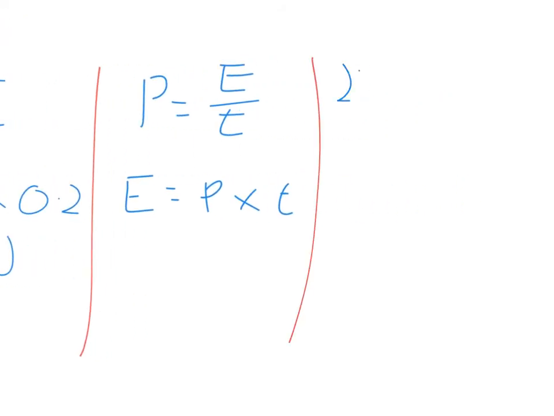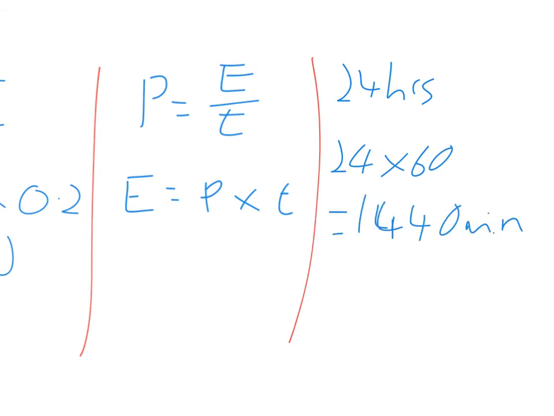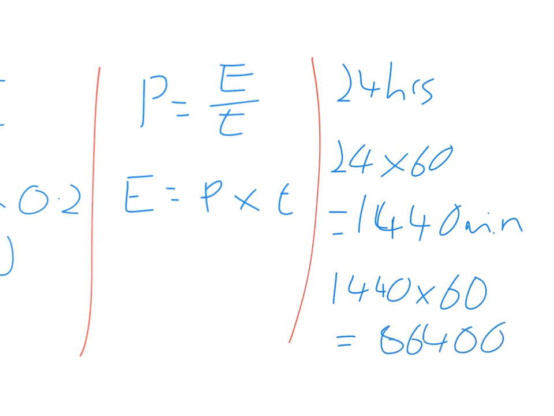So 24 hours, we're going to change that first of all to minutes and then to seconds. To change it to minutes, I'm going to multiply it by 60 because there's 60 minutes in an hour. So that will give us 1,440 minutes. Now we're going to multiply 1,440 minutes by 60 again to get the number of seconds in 24 hours. So that gives us 86400.